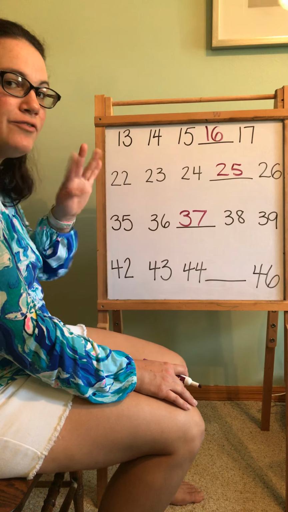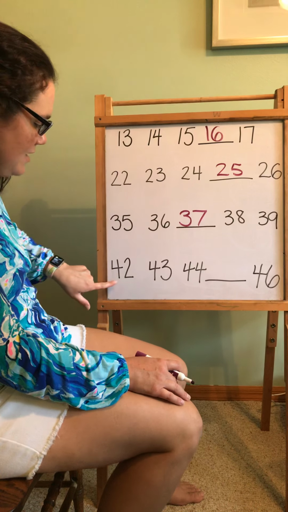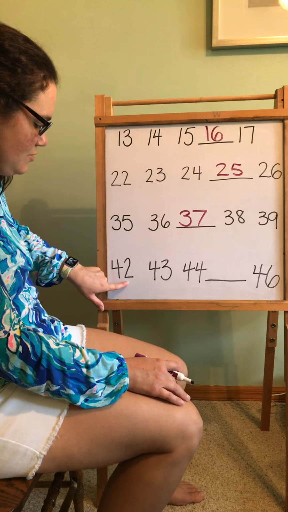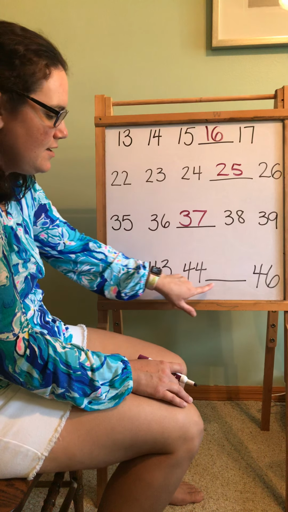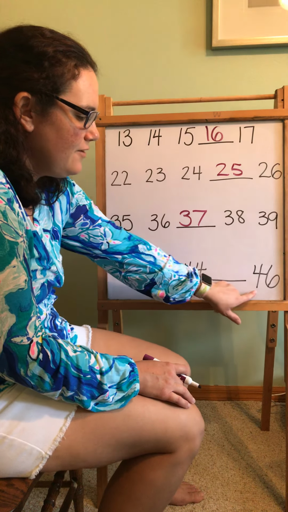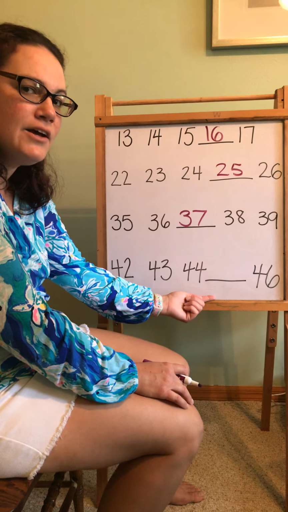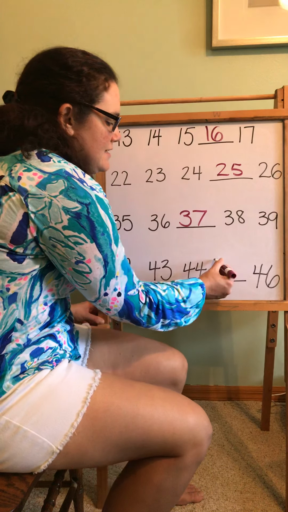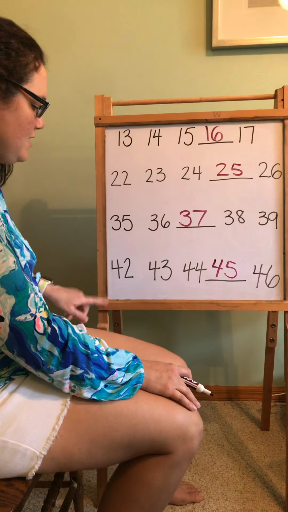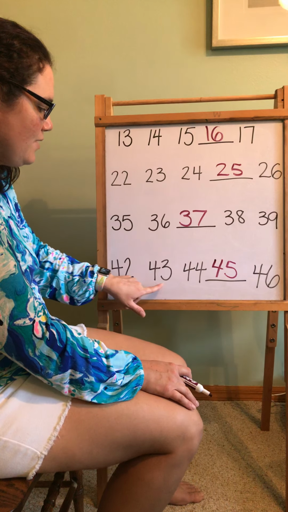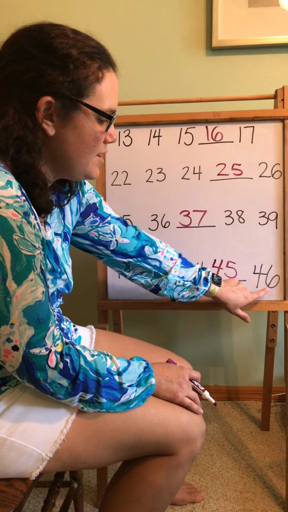Numbers in the 40s start with a 4. So it's 40 something. 42, 43, 44, 45, 46. What does 45 look like? 45 is a 4 and a 5. Let's count it together. 42, 43, 44, 45, 46.